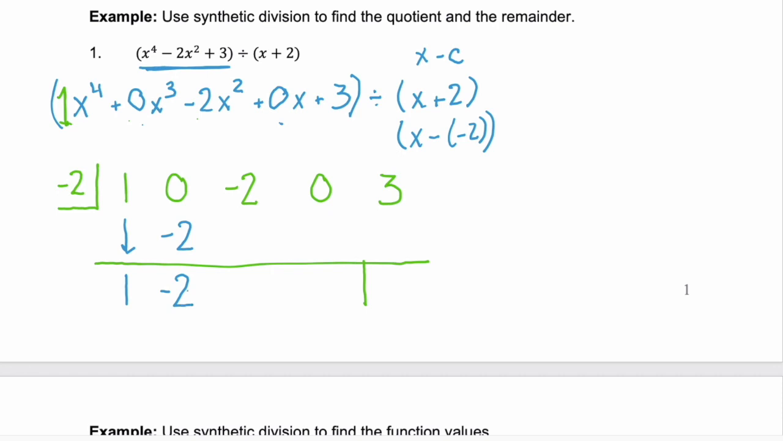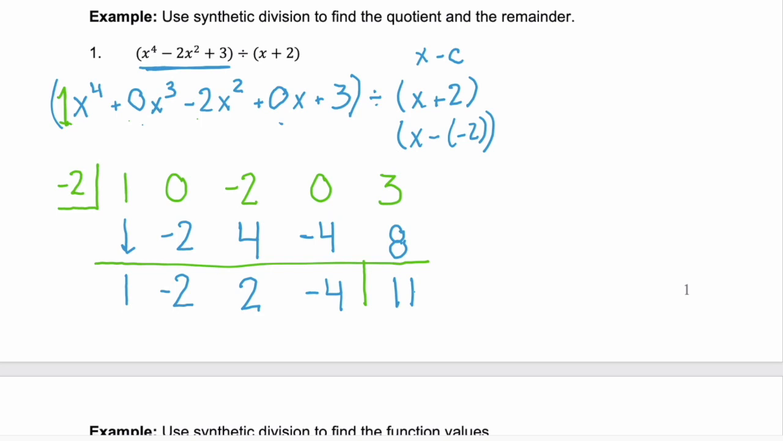Now I multiply this result, negative 2, by the divisor, negative 2, to get 4. Again, in the column, we add to get 2. And this number 2 gets multiplied by the divisor, negative 2, to give us negative 4. Add 0 and negative 4, and you get negative 4. Multiply the negative 4 by the divisor, negative 2, and you get 8. Add 8 and 3, you get 11, and you're done.